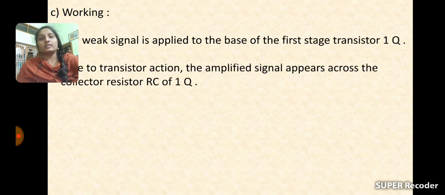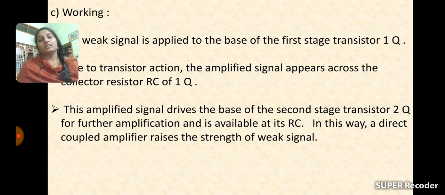Coming to the working, the weak signal that we are going to amplify is applied to the base of the first stage transistor Q1, and the amplified signal appears across the resistor RC of Q1. This amplified signal drives the base of the second stage transistor Q2 for further amplification and is available at RC.